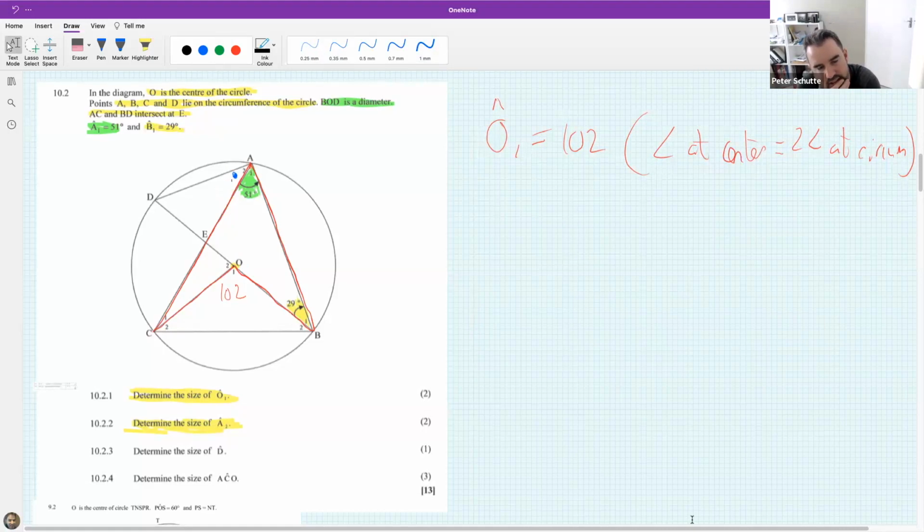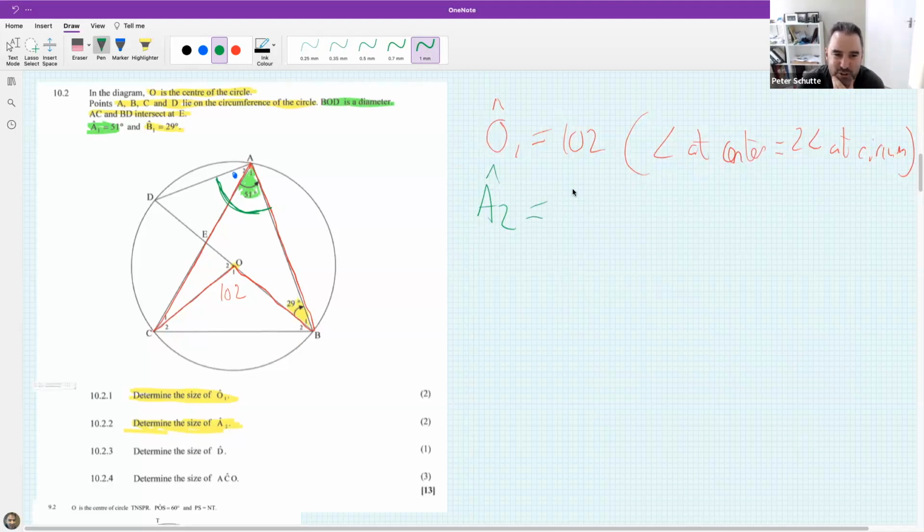BD is a diameter. Angle A is going to equal 90 because angle in a semicircle equals 90. Then you're going to say 90 minus 51, which equals 39, equals angle A2. That is fantastic. Well spotted. You were so quick with that. You got there before I did.